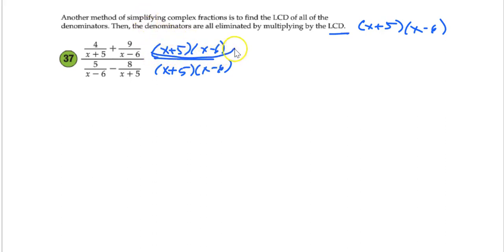And we're going to distribute this. Now remember, we're doing it to both of them. This top one here, the x plus 5s would cancel. And you just get 4 times x minus 6. The one right here, the x minus 6s would cancel. And you get 9 times x plus 5.